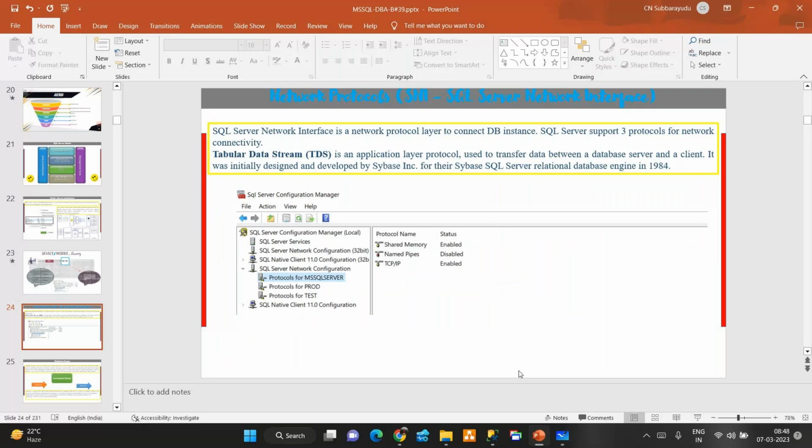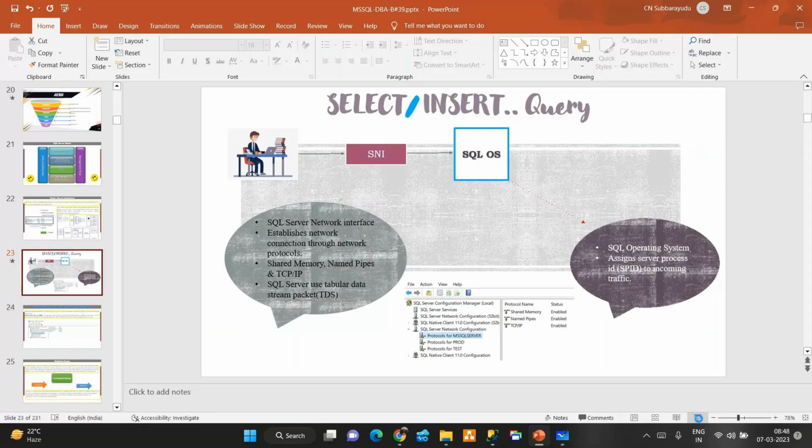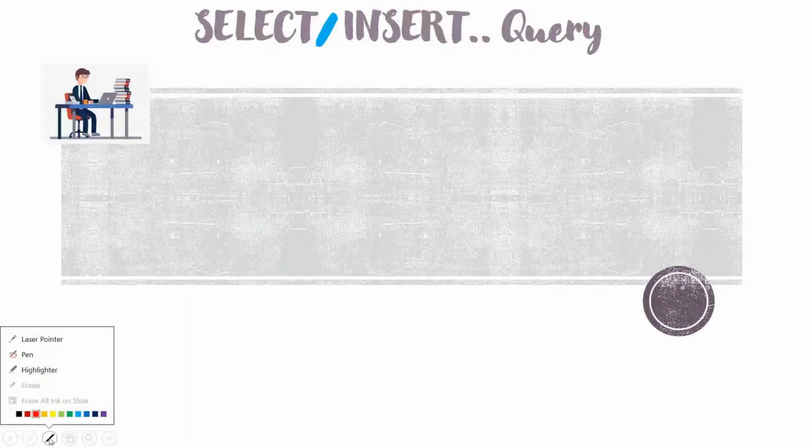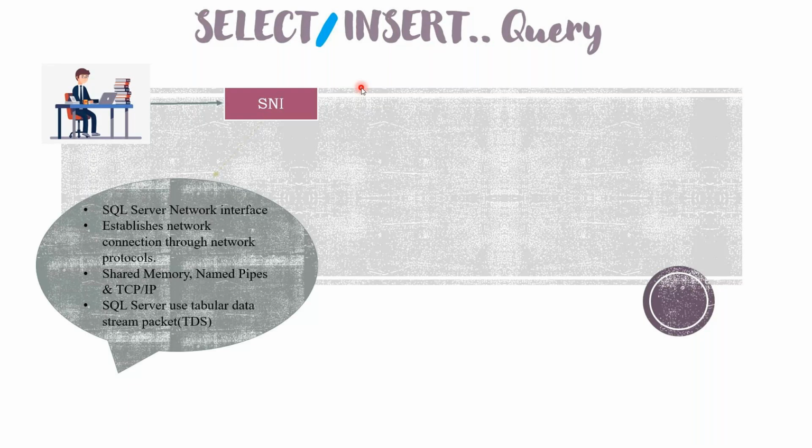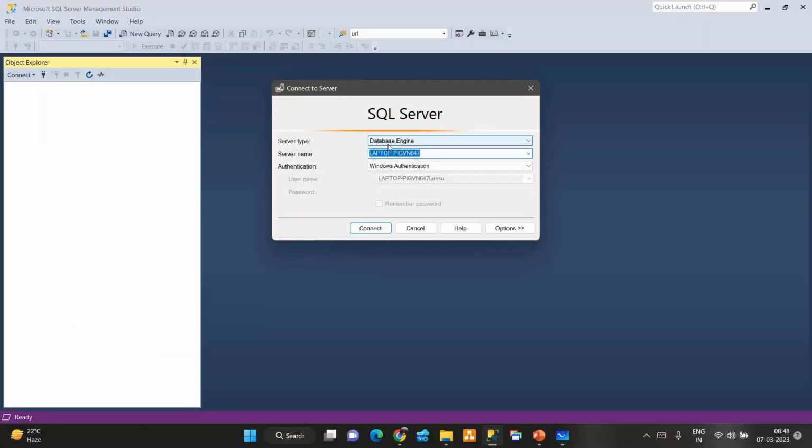For example, you are performing some insert, update, or delete. First, it will connect via the network to the SQL OS. SQL OS is the topmost layer of your database engine. When you are trying to connect to SQL, there is the database engine, but internally one layer is available for this engine, and that is the SQL OS engine.